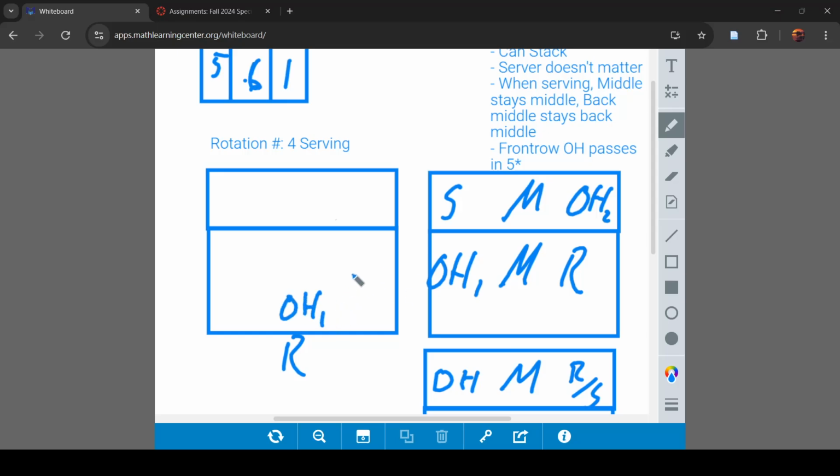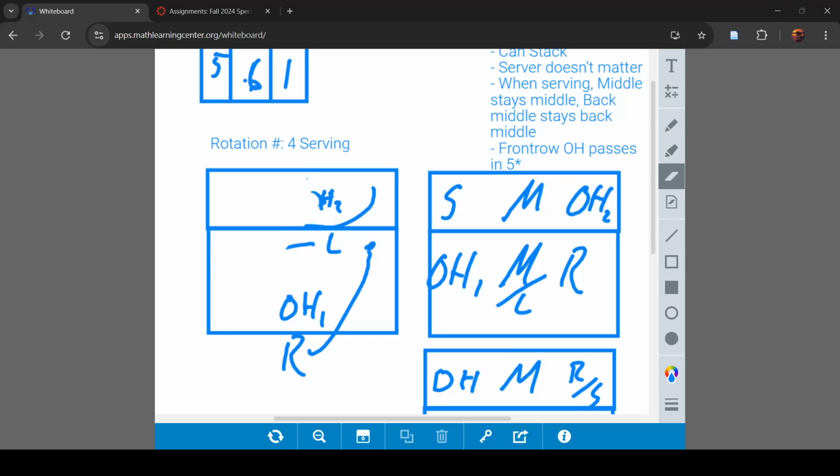The OH1 is back here. And our libero is here, runs to play defense. Middle stays middle. And now the outside hitter, who's front row, and the setter, who's front row, have to run to base. So the outside hitter goes over there, the setter goes over there, and the middle stays in the middle. This right side, after they serve, goes over there. Right?